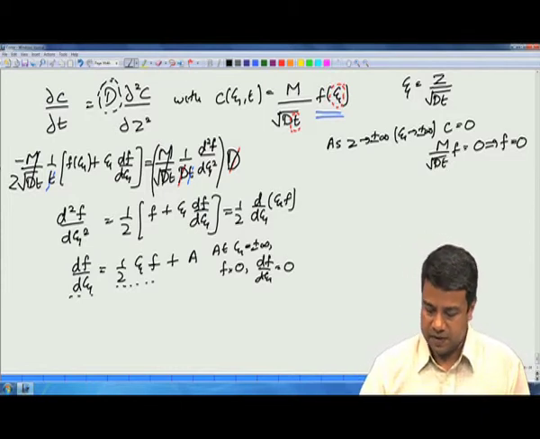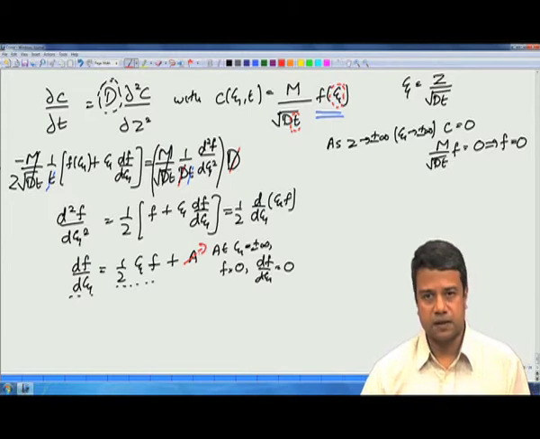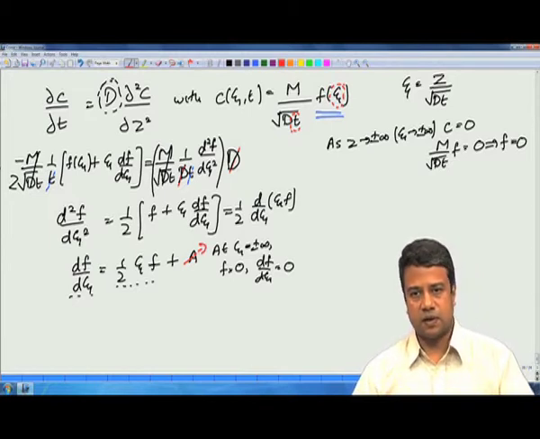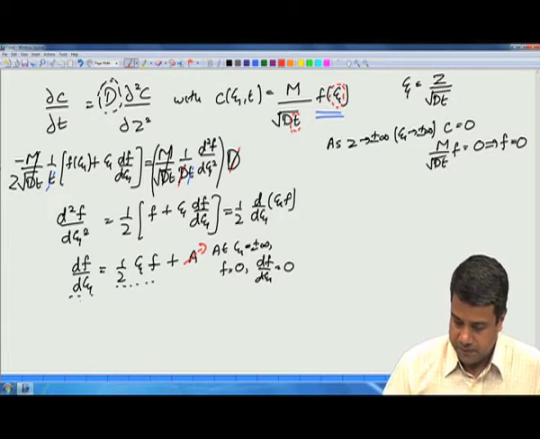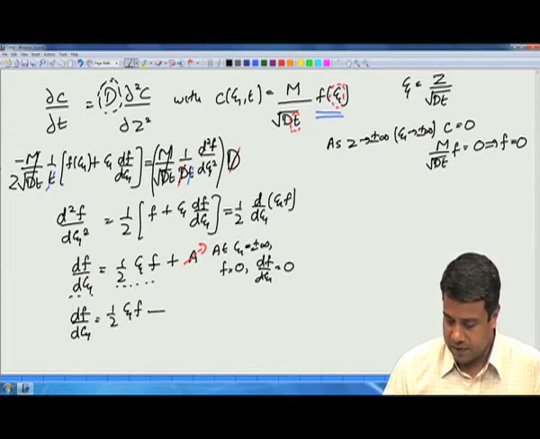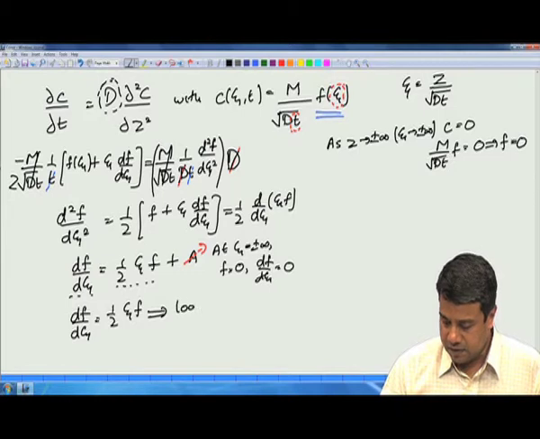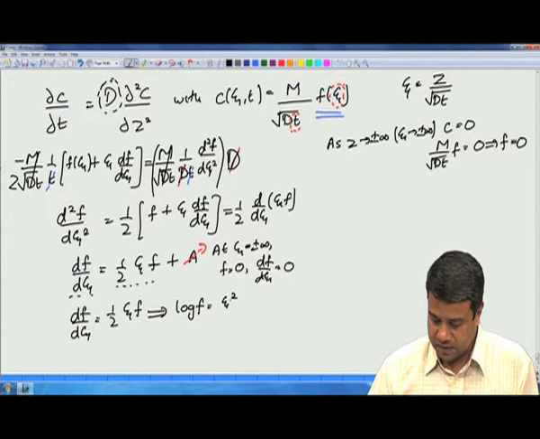That means that this constant a has to be equal to 0, in this particular case, from the boundary conditions at plus or minus infinity. Therefore, you can now integrate this once again. Psi f, which implies that log f is equal to psi square.